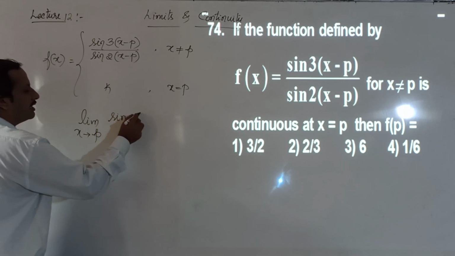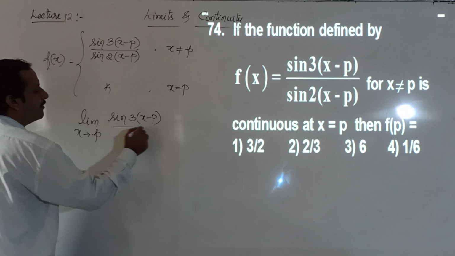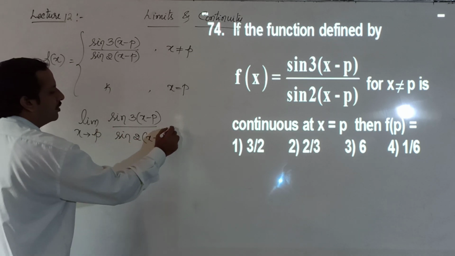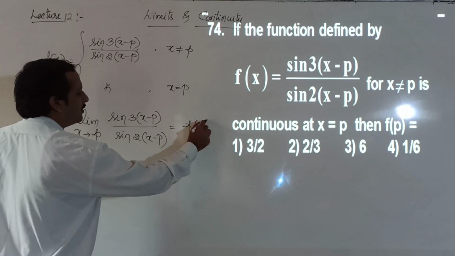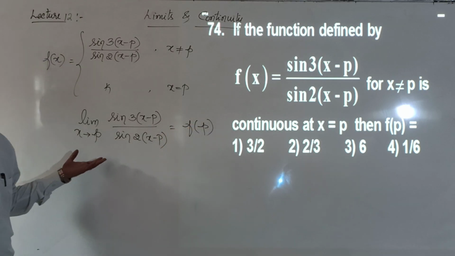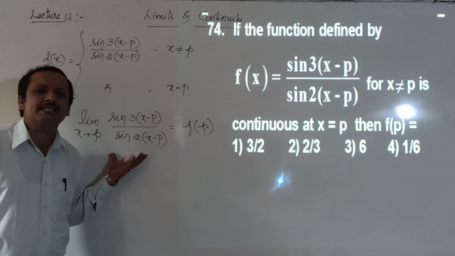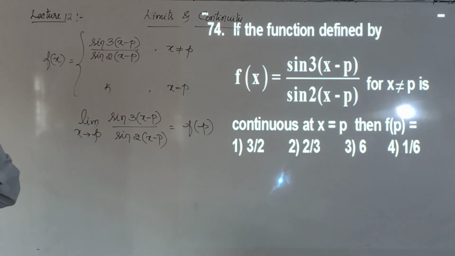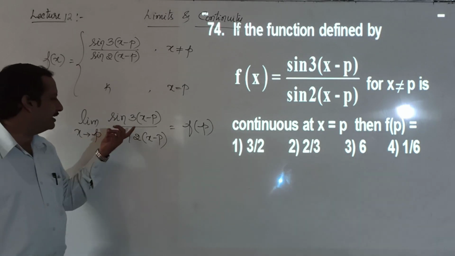In other words, sin 3(x - p) divided by sin 2(x - p) is equal to f of p. Since f of x is continuous at x equal to p, the limit as x tends to p of f of x is equal to f of p. So now I would like to apply the limit here.